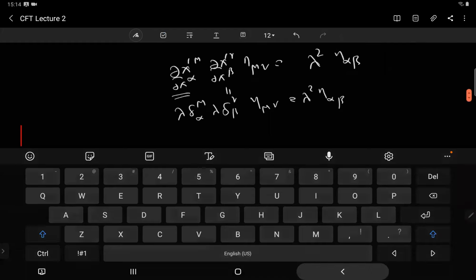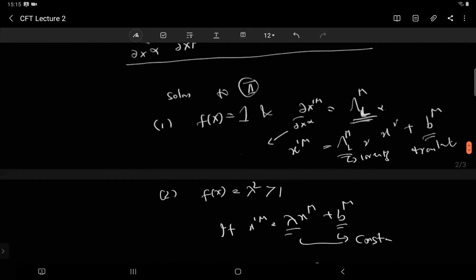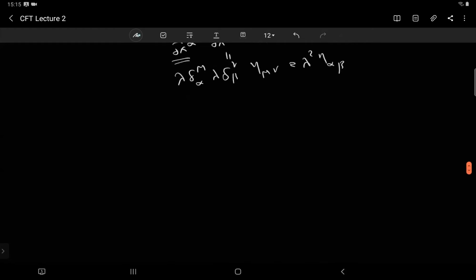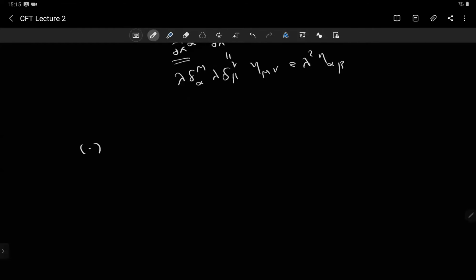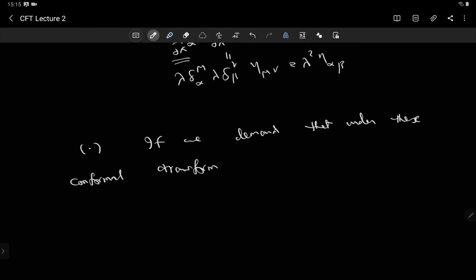Okay. So these are two examples. We will see some more. So what is the most general solution to this? For that, first let me say something, that if we demand, which is a physical demand actually, that under these conformal transformations, causal structures, causal relations between events should be preserved. What does that mean?